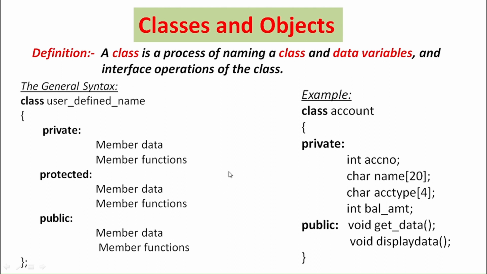Let's understand each of the things which are inside the class. Data variables are known as member data of the class, which describes the characteristics of the class. Member functions are the set of operations that are performed on the objects of the class. There may be 0 or more member functions in a class. This is known as interface operations.